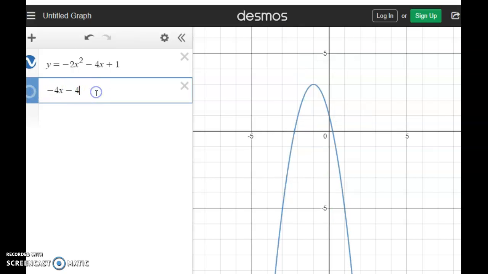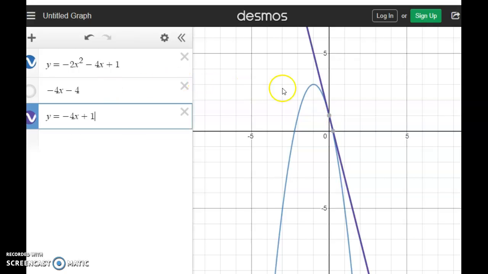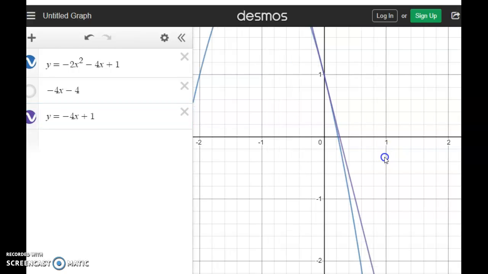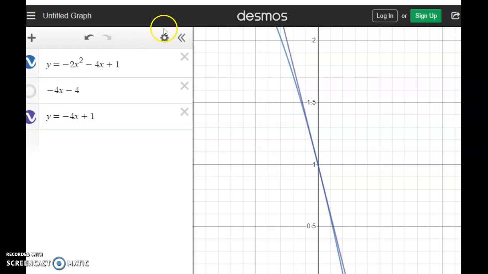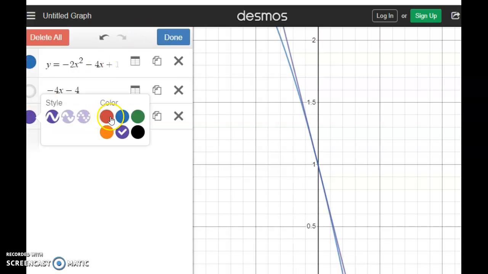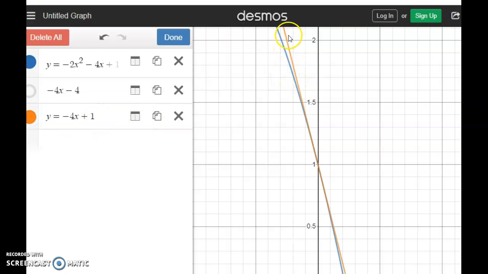Let me hide it, create a new equation. So I'm just going to make the equation y equals negative 4x plus 1. You can see as I zoom in that I wish it was a different color. None of the colors really work for me. But this orange line is only going to hit that blue curve at exactly 1 point.